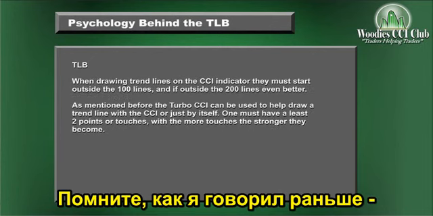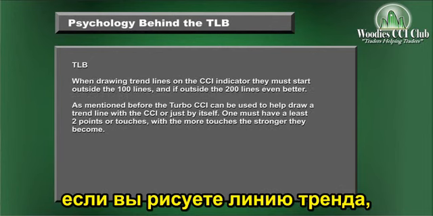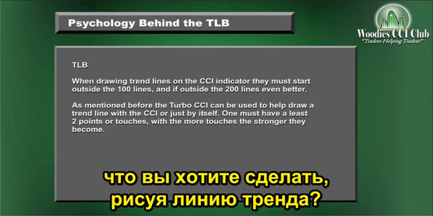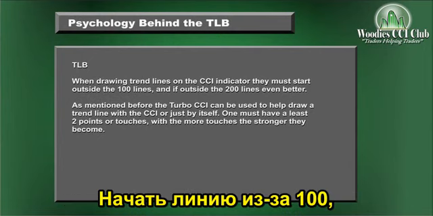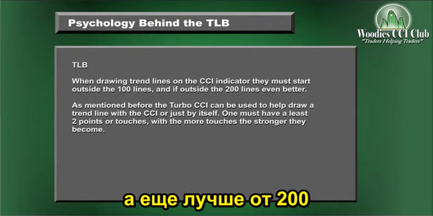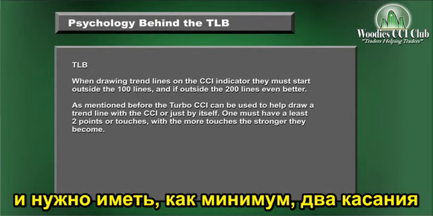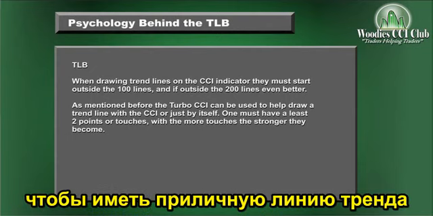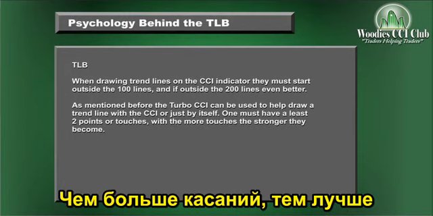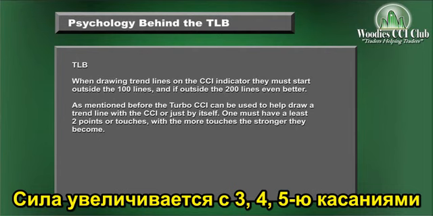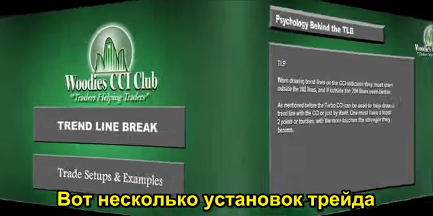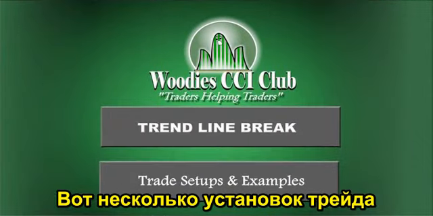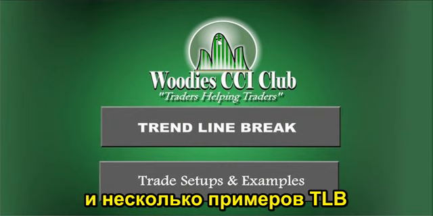Remember, as I said prior, when you're drawing trend lines, they have to come from outside the 100. 200 is even better. And you must have at least 2 touches to be a bona fide trend line. The more touches, the better. The strength is more with 3, 4, 5 touches. Okay, here's some trade setups and some examples of a trend line break.